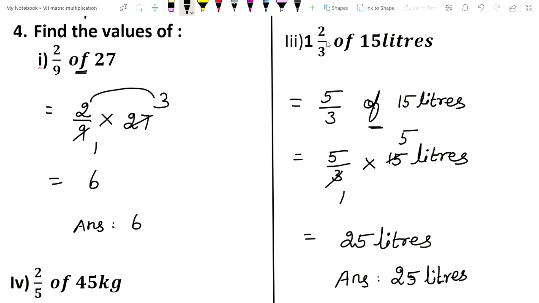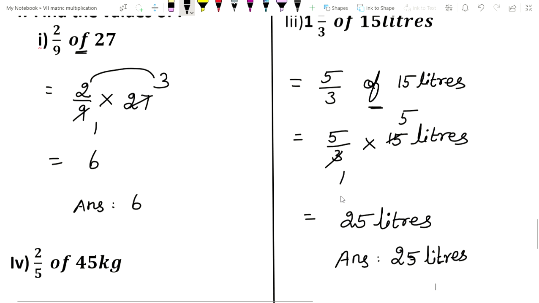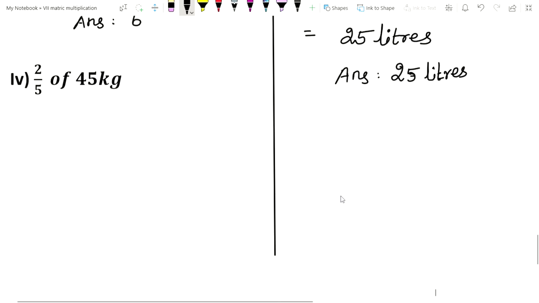So first you convert into an improper fraction. 3 ones are 3, 3 plus 2, 5. 5 by 3 of 15 liters. So replace the 'of' with into, 5 by 3 into 15 liters. 3 ones are 3, 3 fives are 15. So 5 fives are 25. So what is the answer, children? 25 liters.